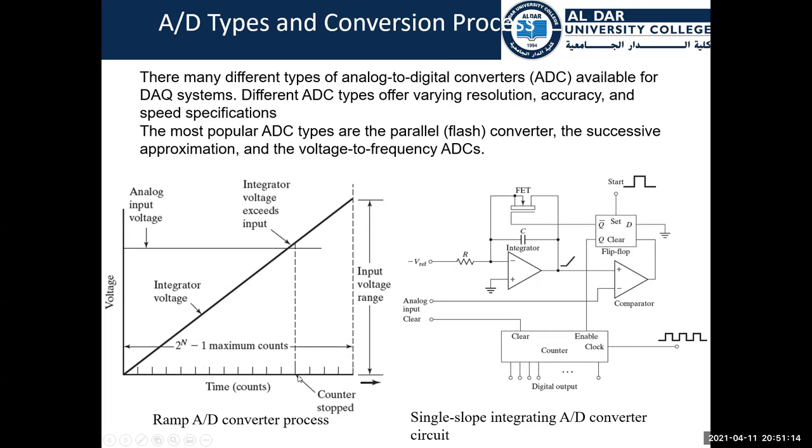At this level, we will have the value of the voltage input here represented by a count, which is starting from zero to the counter when the counter stops. Okay, so this way we converted this analog value to a digital number. This is an analog to digital converter.